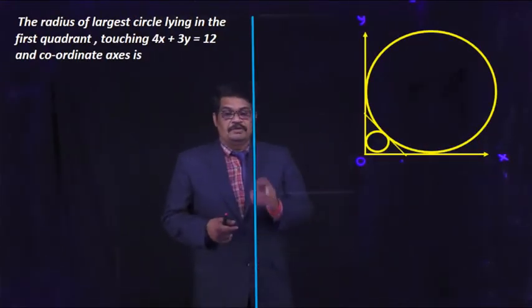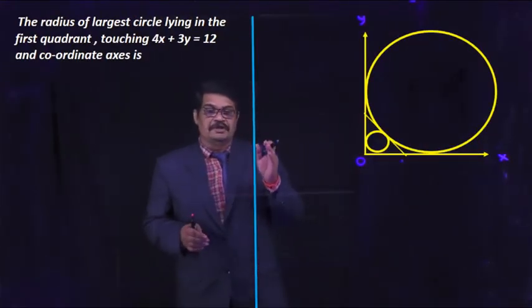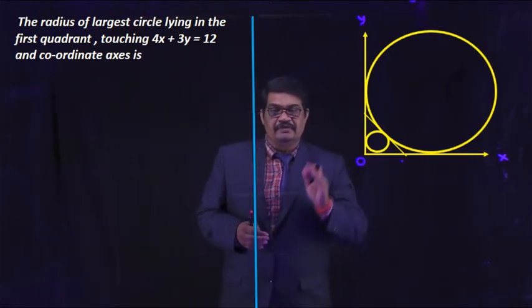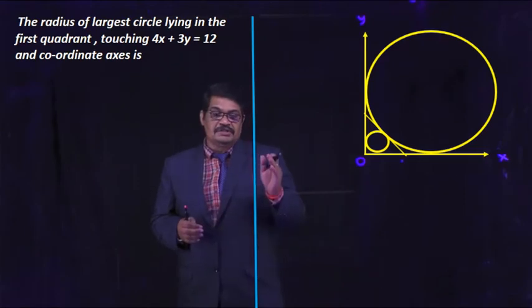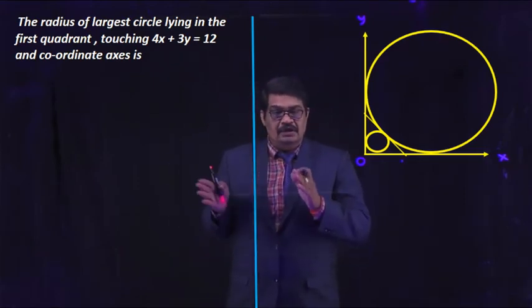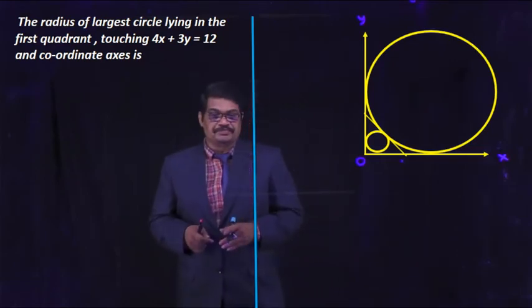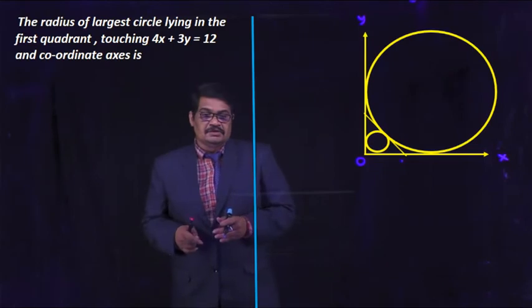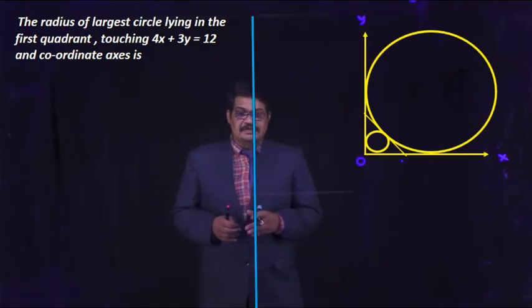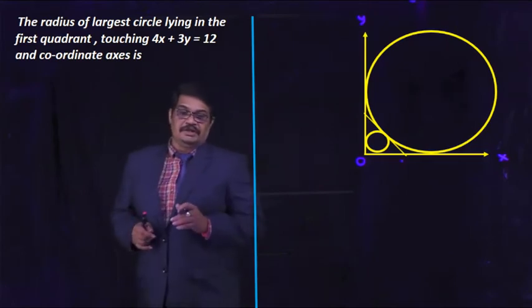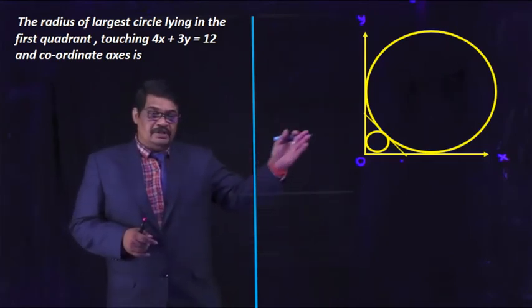Okay, see the problem. Find the radius of the largest circle lying in the first quadrant touching the line 4x plus 3y is equal to 12 and the coordinate axes. We have to find the largest circle's radius here. The given circle touches both the coordinate axes and the given line. Look at the diagram.